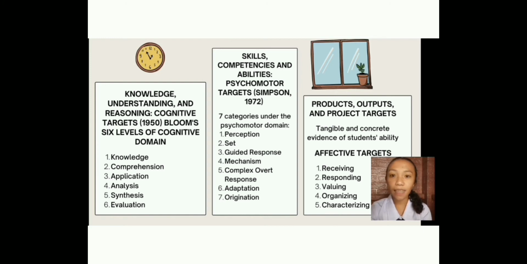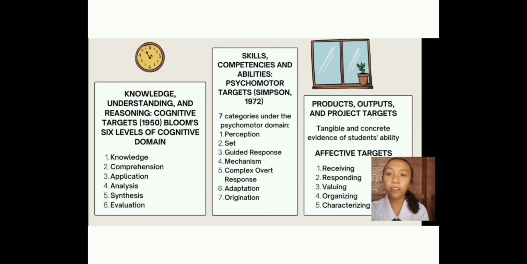Level 4 is analysis, which involves breaking down the whole concept of an idea into the parts that constitute it. Level 5 is synthesis, which requires students to put various components together to make a new whole. Lastly, we have Level 6, evaluation, which requires students to make value judgments or to put worth in a concept or an idea. Next, we have skills, competencies, and abilities, which fall under the psychomotor targets.